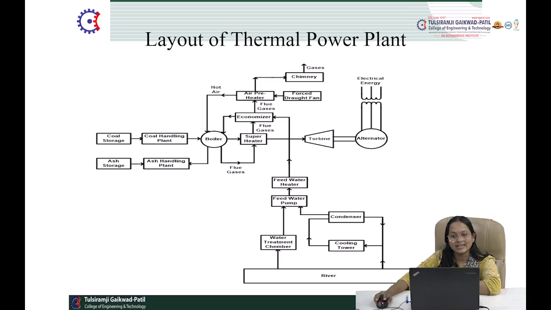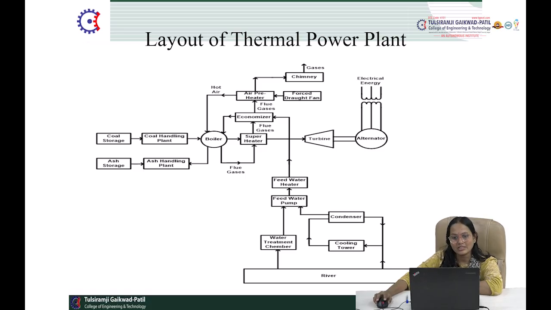Now again, the second product of the boiler is the ash. So how will the ash be disposed? The ash passes through the ash handling plant, and from the ash handling plant it is given to the ash storage, and after that it is dumped. It has many uses, such as making bricks and so on.